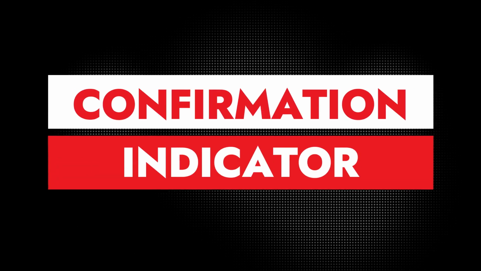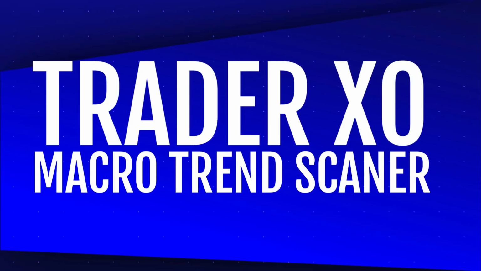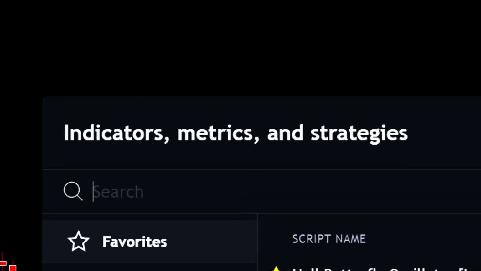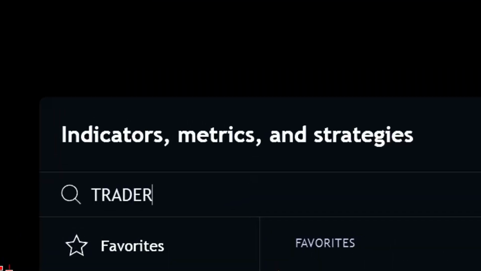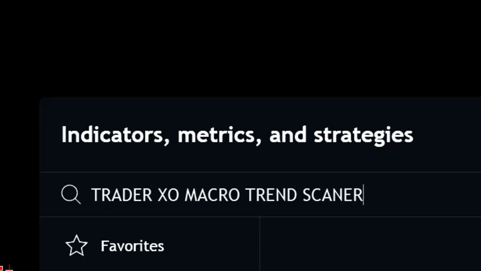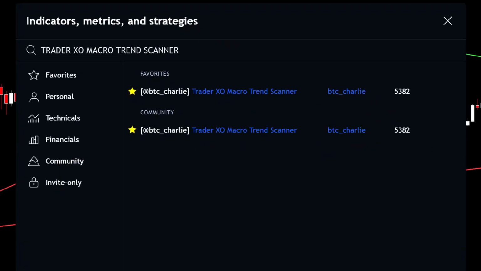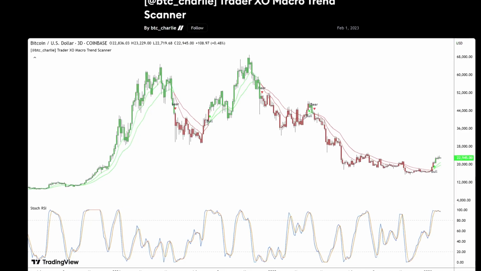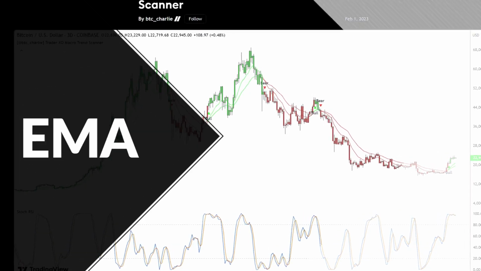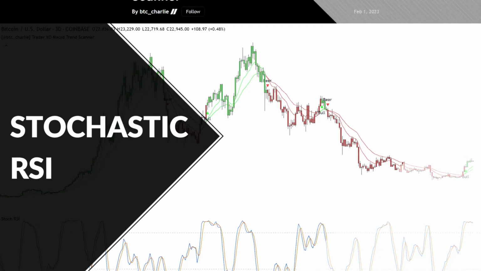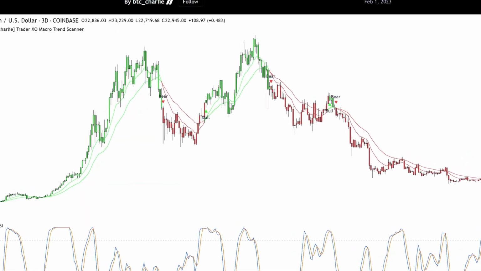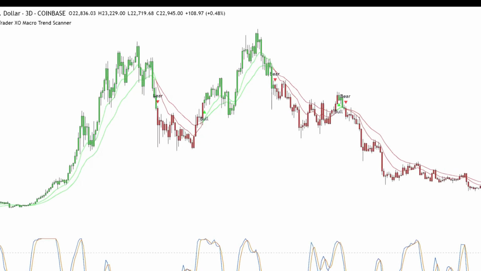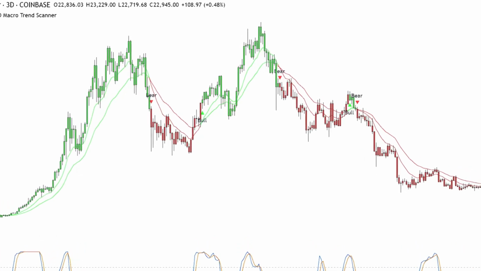Alright, so now we've got that covered. Let's bring another tool into the mix. The Trader XO Macro Scanner Indicator. This thing is super useful. It basically looks at two main things: EMAs, which are exponential moving averages, and a stochastic RSI. Now EMAs are usually used to get a feel for whether the market is leaning bullish, meaning going up, or bearish, meaning going down. Pretty standard stuff.